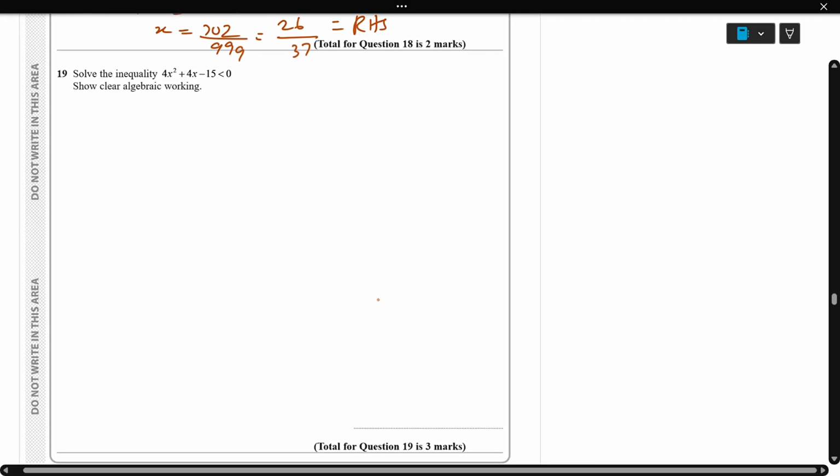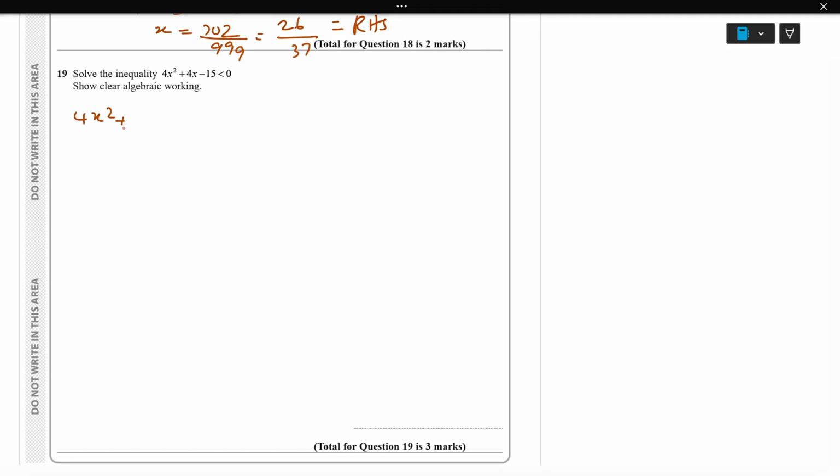Next, solve the inequality, show all your working. So 4x squared plus 4x minus 15. First I'll take it equal to 0. Multiply 15 times 4 is 60, so we need negative 60, and addition we need 4. So the factors are 10 and 6, with the middle sign plus, so 10 and minus 6. Now expand it: 4x squared plus 10x minus 6x minus 15 equal to 0.